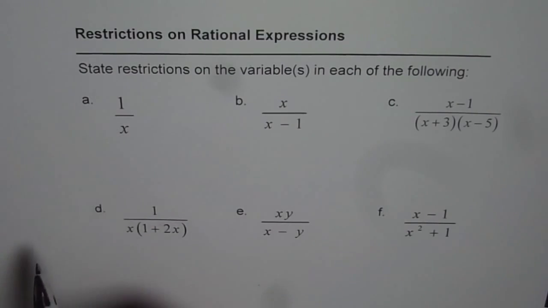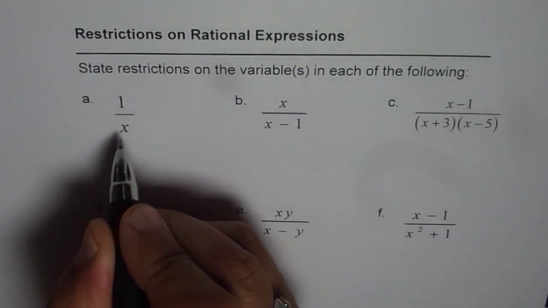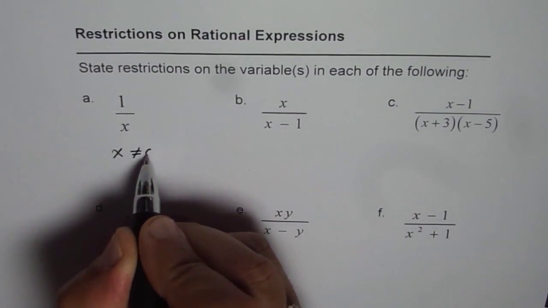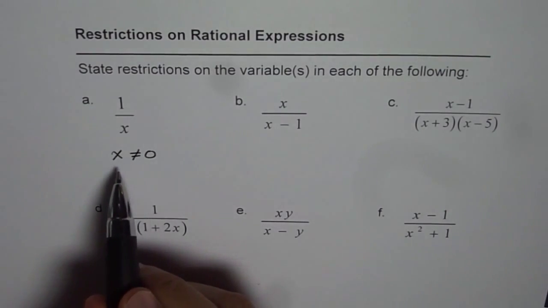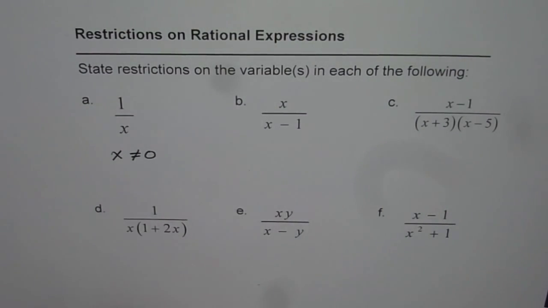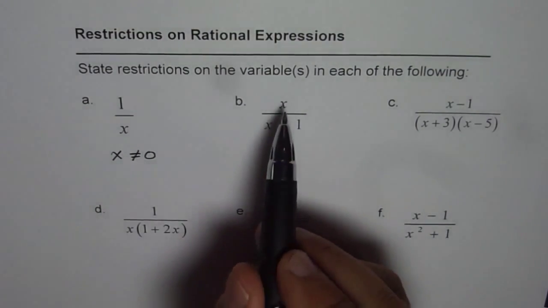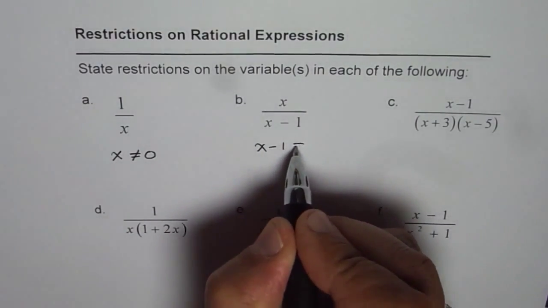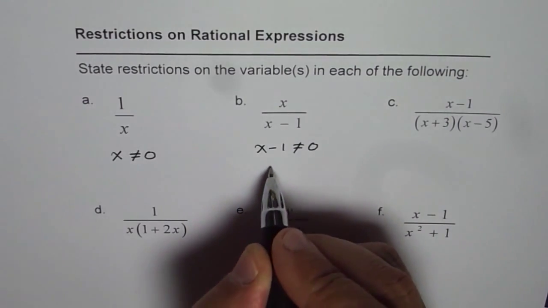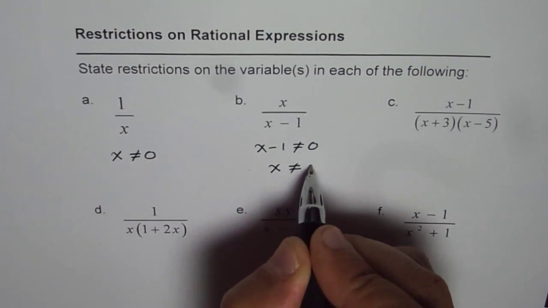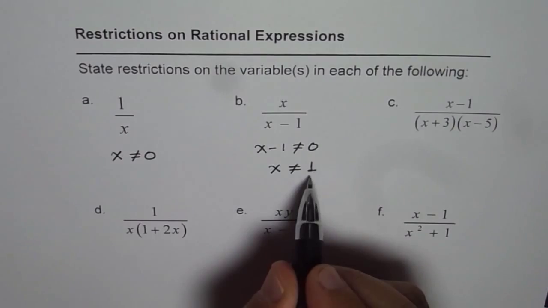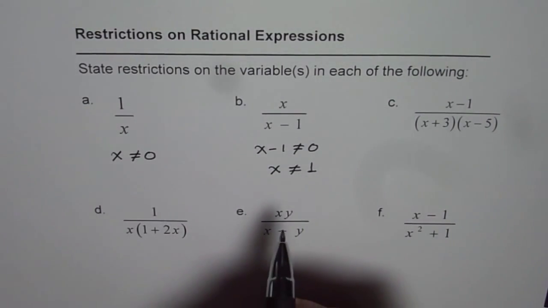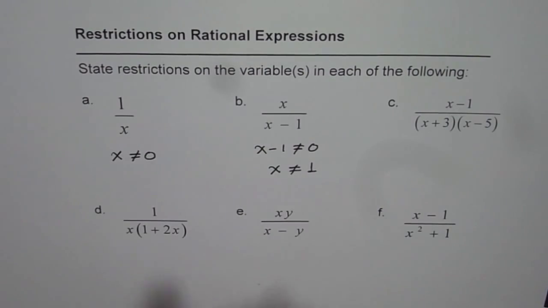First one is 1 over x. Now, the denominator cannot be 0, and the denominator is x here, so x is not equal to 0. Therefore the restriction is that x is not equal to 0. Okay. The second one, x over x minus 1. Now x minus 1 is not equal to 0, which you can simplify and then write x is not equal to 1. So x is not equal to 1, that is the restriction. So x can be any other real number but not 1.